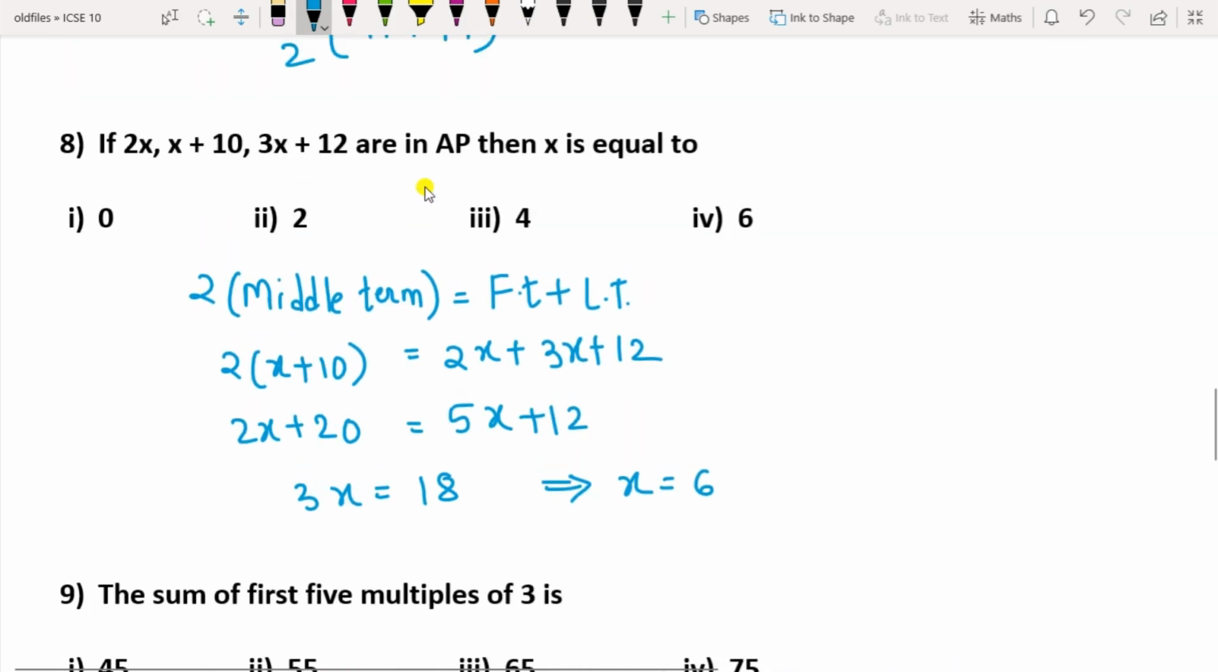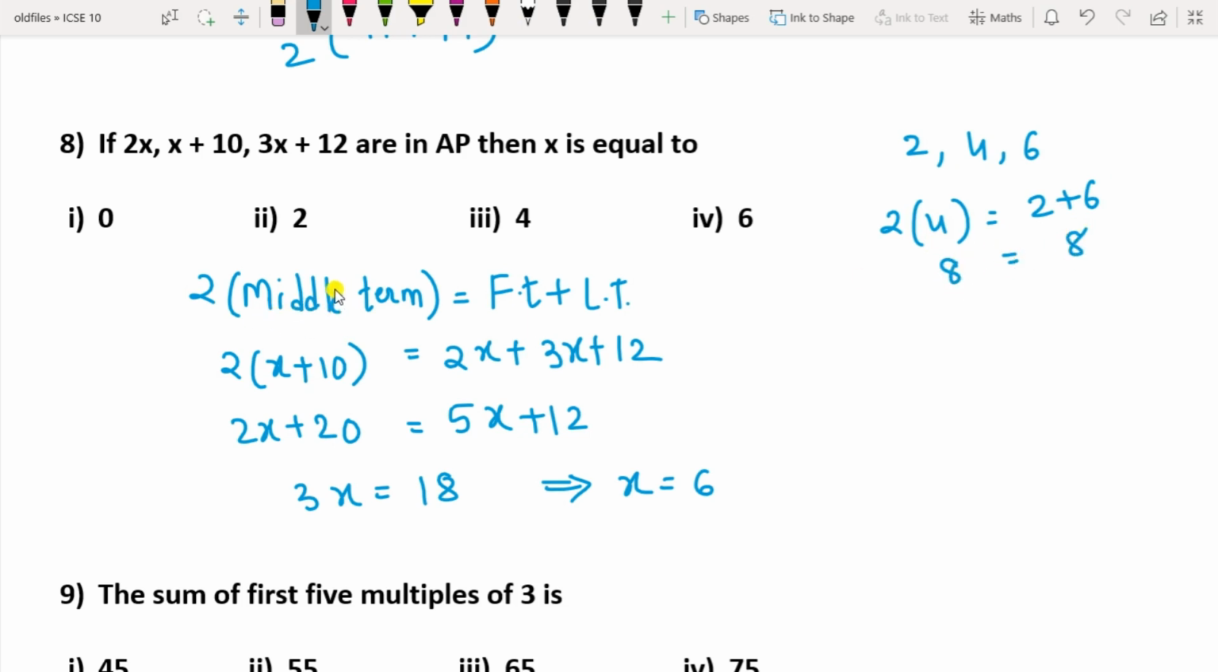If 2x, x plus 10 and 3x plus 12 are in AP, then what is the value of x here? Now you know that 2, 4 and 6 are in AP. Why are they in AP? Because the difference is the same in all these numbers. So you can write it as 2 times the middle term is equal to the addition of the first and the last term. This is 8 and this will also be equal to 8.